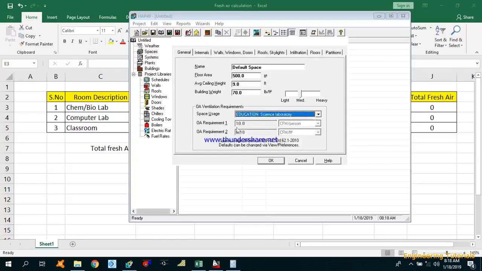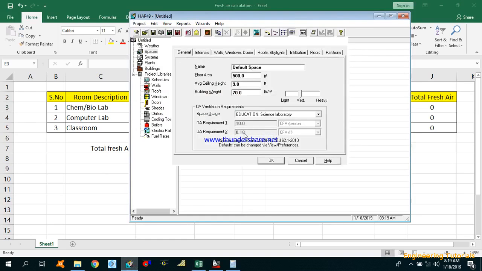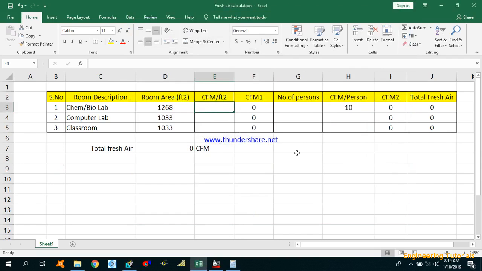We can select this, and you can see the CFM per person here is 10 as per the standard, and CFM per square feet required for science chemistry lab is 0.18. So 10 CFM per person and 0.18 CFM per square feet. I have already applied this formula: room area into CFM per square feet gives the first CFM. You can see over here, this and this give CFM1, that is 228.